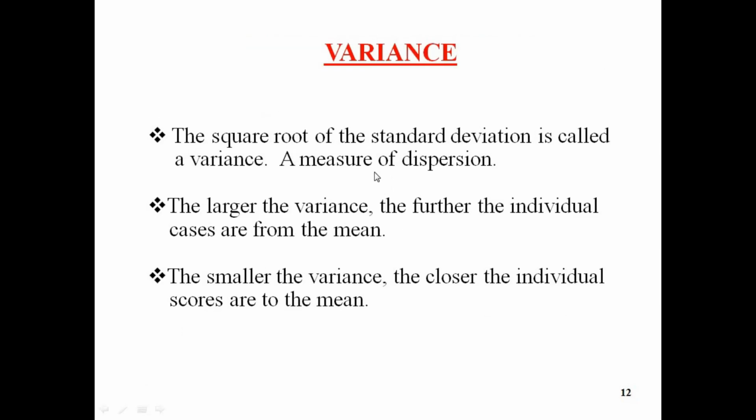What is variance? The square of the standard deviation is called the variance. And this is a measure of dispersion. The larger the variance, the further the individual cases are from the mean. And the smaller the variance, the closer the individual scores are to the mean.